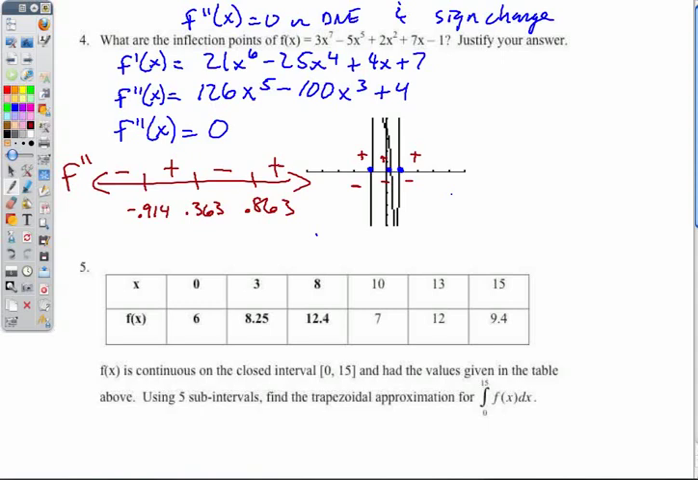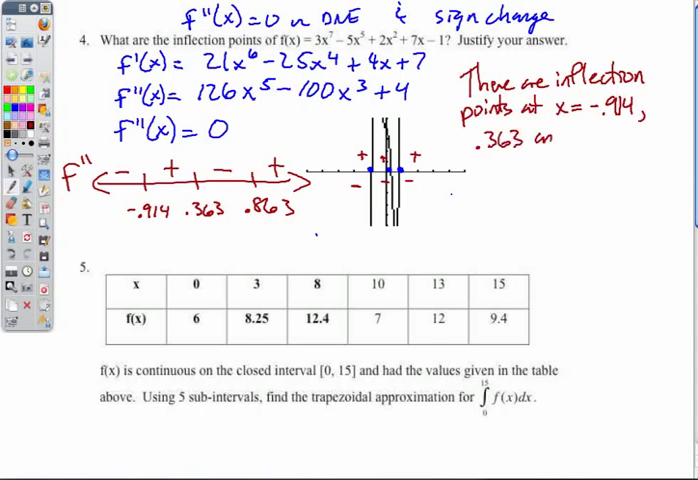So we could sum this up by saying there are inflection points at x equals negative 0.914, 0.363, and 0.863 because f double prime of x equals 0 and there is a sign change.